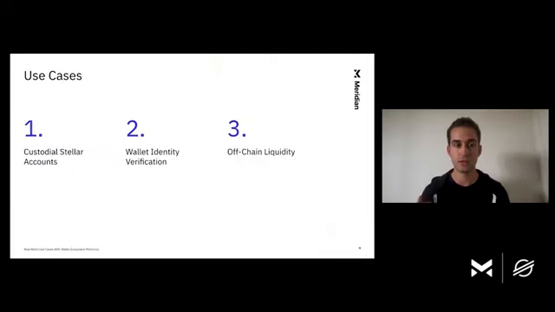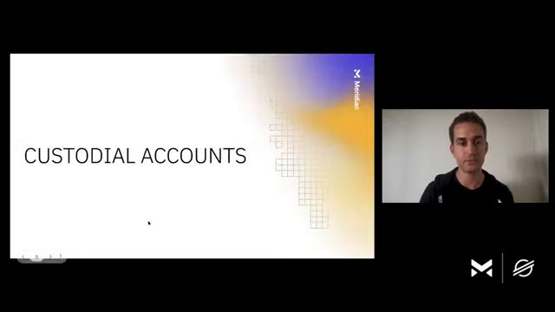So in this talk, we're going to talk about 3 different use cases. The first is custodial Stellar accounts. The second is wallet identity verification. And the third is off-chain liquidity. And these are very broad topics, but we're going to narrow them down to how they apply to the Stellar ecosystem protocols. And I'm going to show you how a user and the organizations facilitating a transaction use or enable these use cases via our protocols. So let's jump right in.